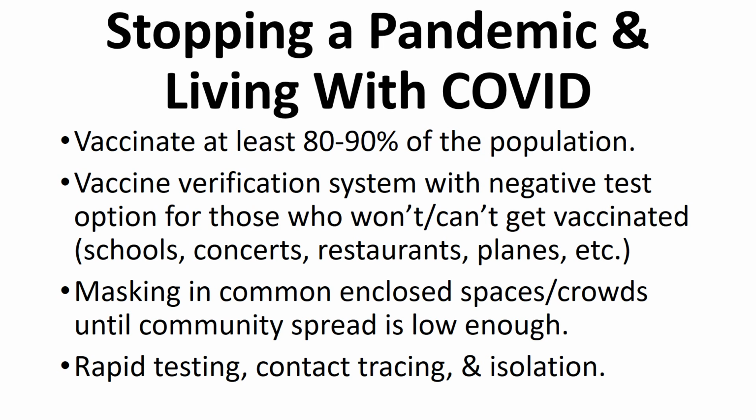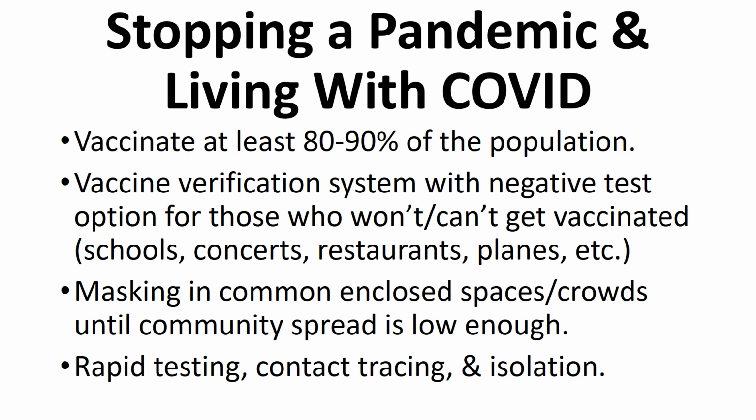So we can stop a pandemic and live appropriately with COVID if we did what we did with other infections. We need to vaccinate at least 80 to 90%, probably a little higher, just like we do with mumps, measles, and rubella, for example. We need a vaccine verification system, which we already have had for other infections. I'm not sure why coronavirus would be unique to this.